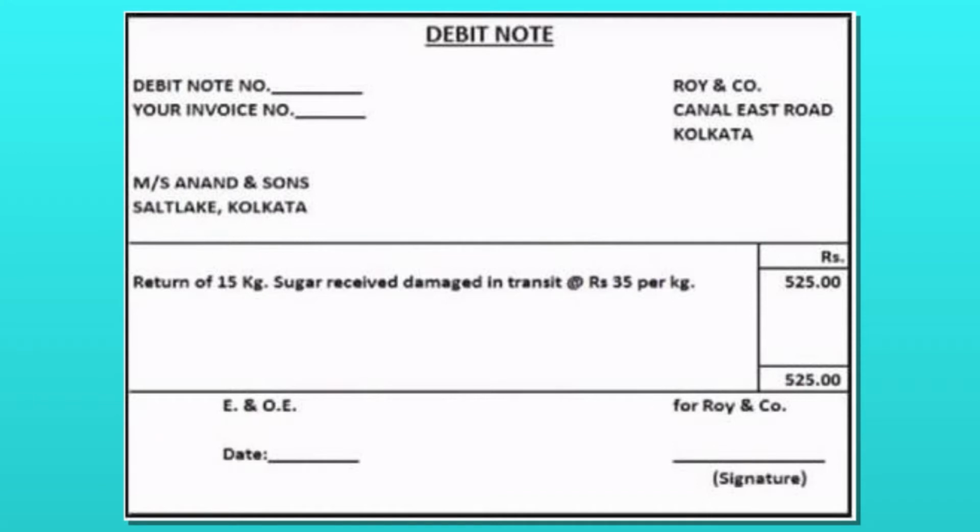And here the description is written: returns of 15 kg sugar received damaged in transit at the rate of rupees 35 per kg, and this is the value of the goods returned. So here the value of the debit note is equal to the value of goods returned, and here for Roy and Company, the signatures will be there and here the date will be there. So this is the format of debit note which is written by the buyer, and it is sent to the supplier in order to reduce the value of goods sold.